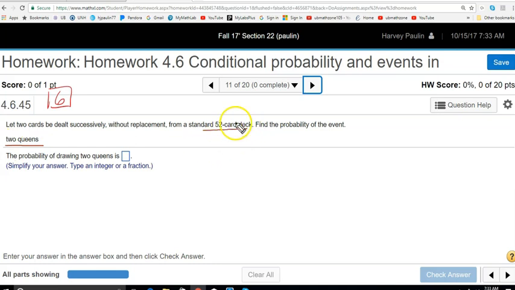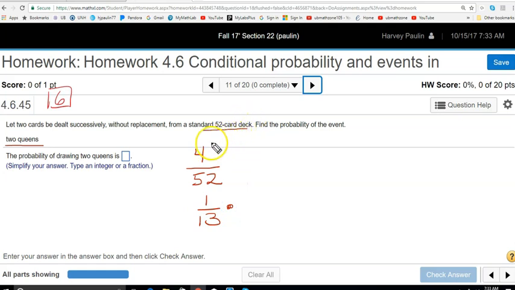Well, how many queens are there in a deck? Well, there are 4 queens in a deck out of 52. Now we can simplify that if we'd like already. That's going to be 1 out of 13.